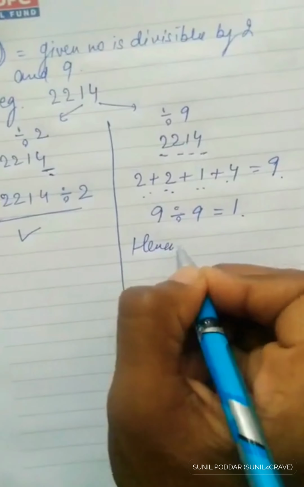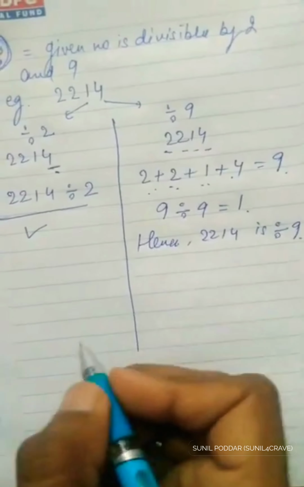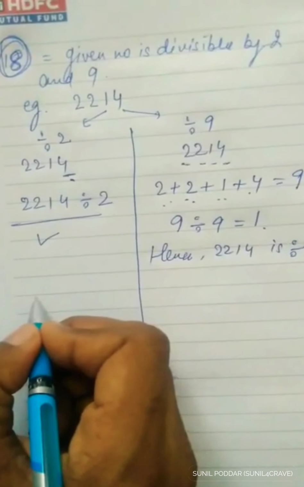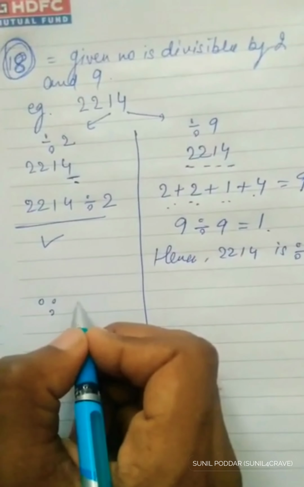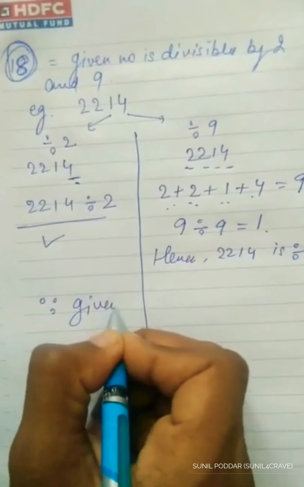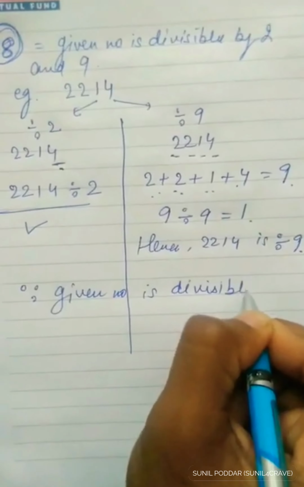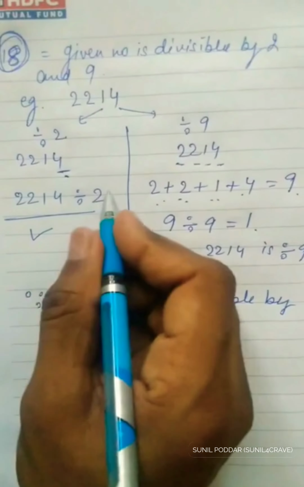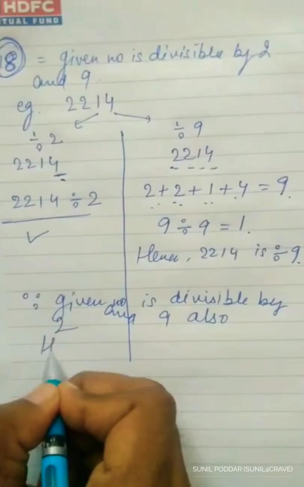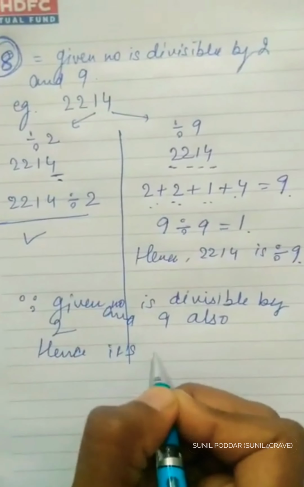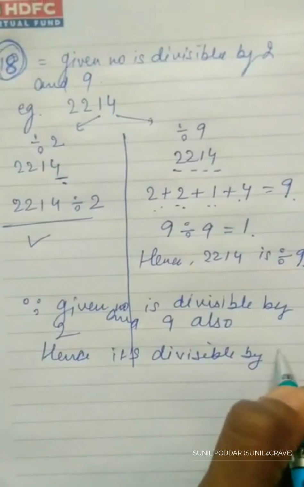So 9 is divisible by 9, once. Hence 2214 is divisible by 9, because the given number is divisible by 2 and 9 also. Hence it is divisible by 18.